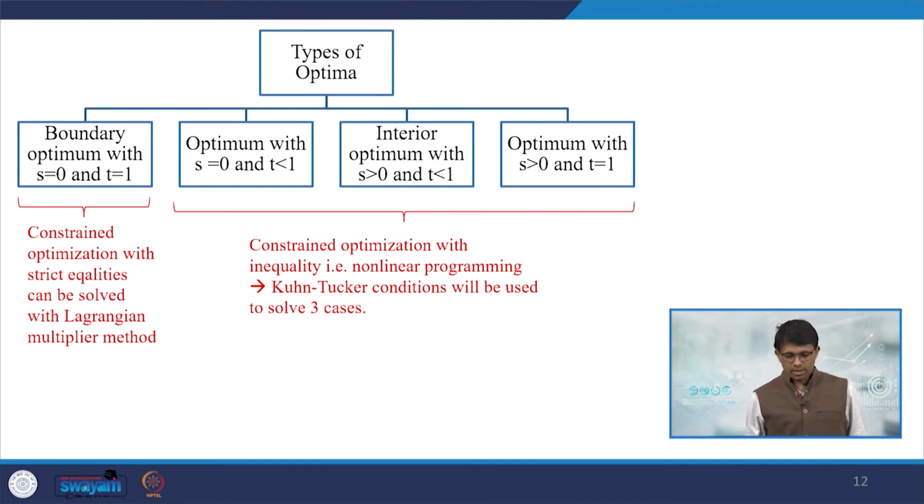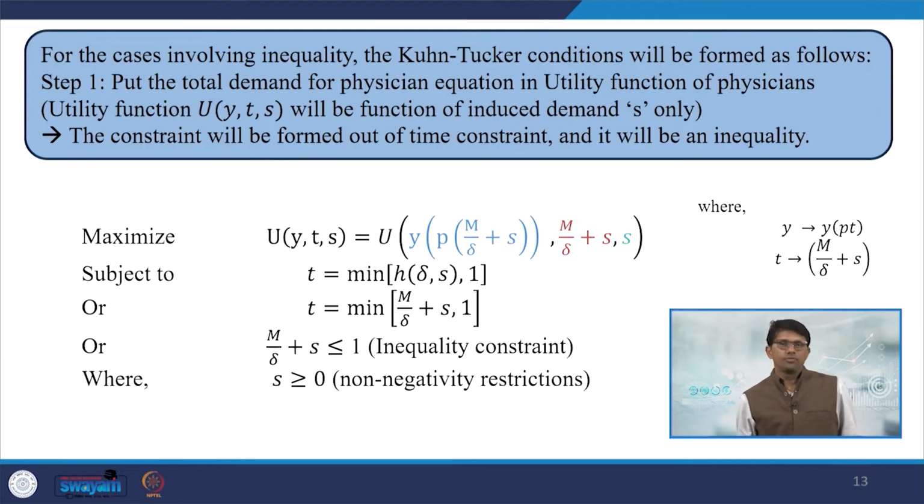So, these 3 cases require Kuhn-Tucker conditions. For the cases involving inequality, the Kuhn-Tucker conditions will be formed as follows. First step, we put the total demand for physician's equations in the utility function, that is U equal to y, t and s, and of course this is a function of induced demand s only. The constraint will be formed out of the time constraint, and it will be an inequality.